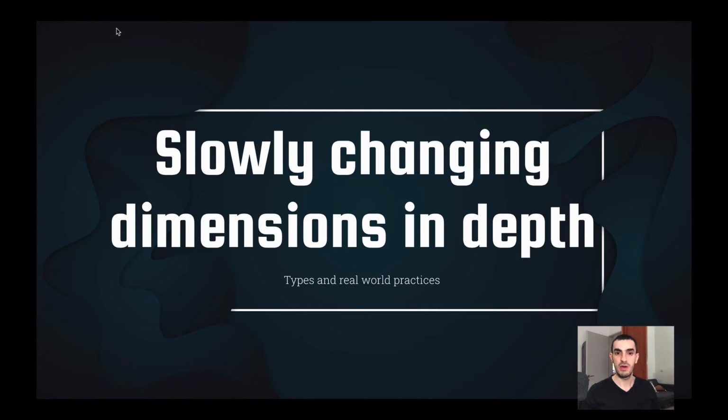Hi guys, welcome to this talk about slowly changing dimensions in depth. In this talk, I will talk about slowly changing dimensions as it is applied in the context of the star schema architecture, or dimensional modeling. We'll talk about the theory behind each slowly changing dimension type, and we will see how it's practiced in the real world.